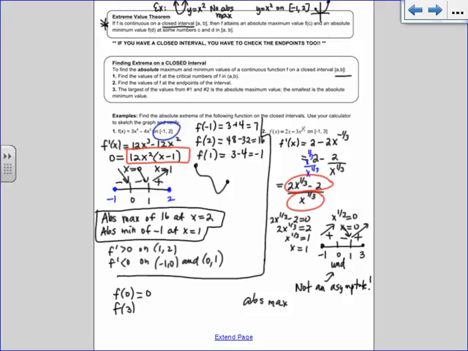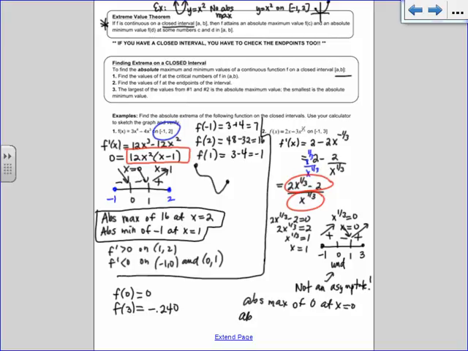I need someone to be like 2 steps ahead of me. All right, I think it's -0.240. Okay, so which one's higher? 0, right? So we're going to have absolute max of 0 at x equals 0.